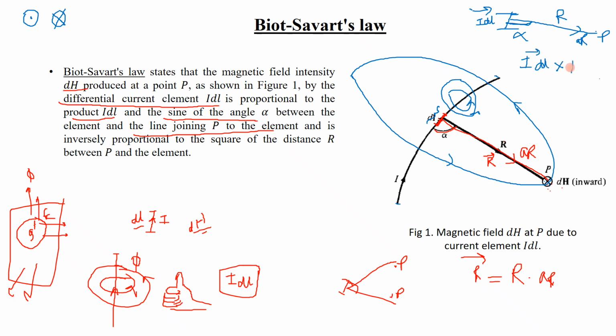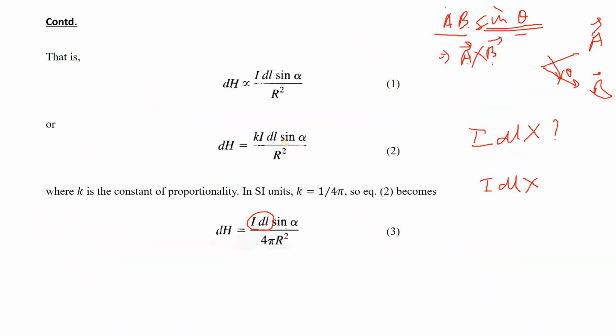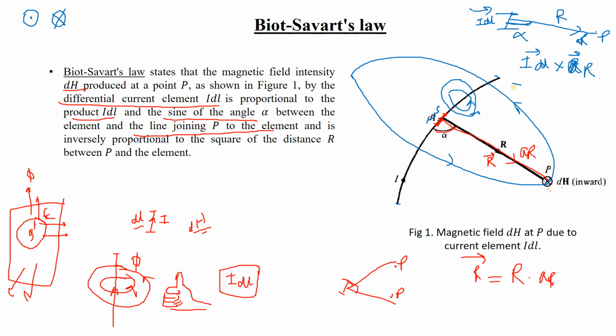So it will be IDL cross unit vector R. Not the actual vector, the unit vector R. Because we have seen that it is the unit vector R only, since there is no R term.